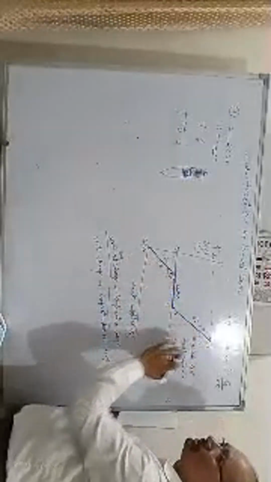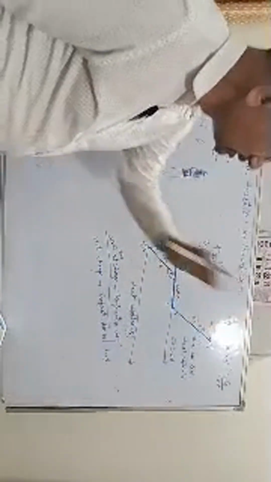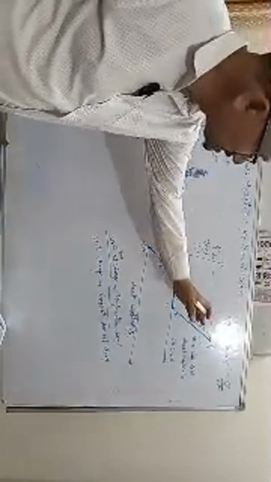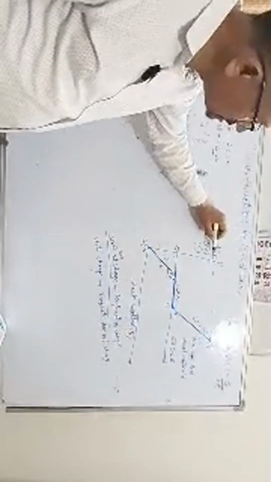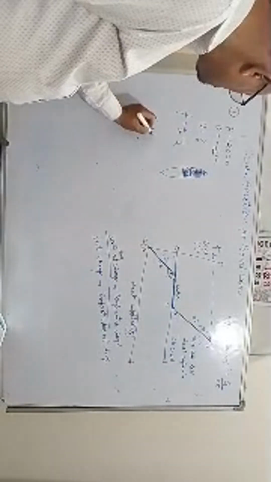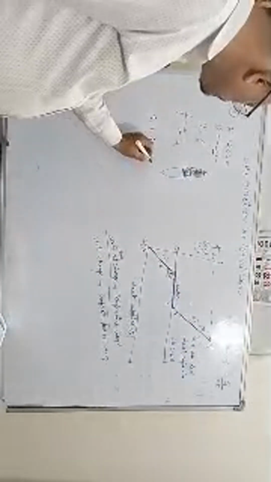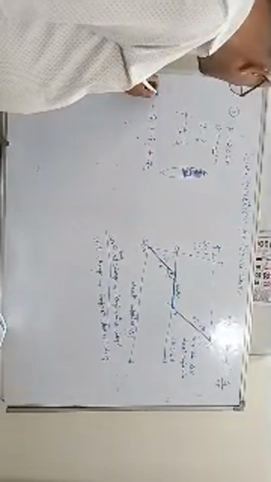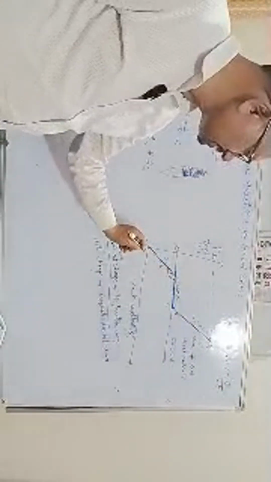In this question you also have to find the total heat. The total amount of heat is required in this process. The initial temperature is minus 20 and the final temperature is 20 degrees Celsius. There are processes: Q1 plus Q2 plus Q3. So Q equals Q1 plus Q2 plus Q3.